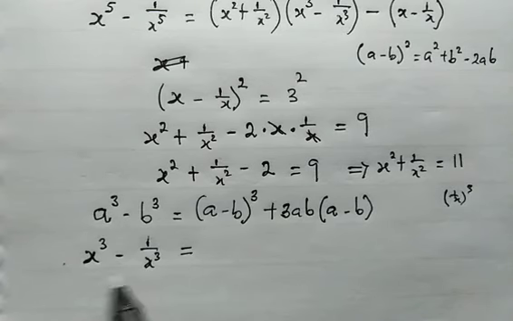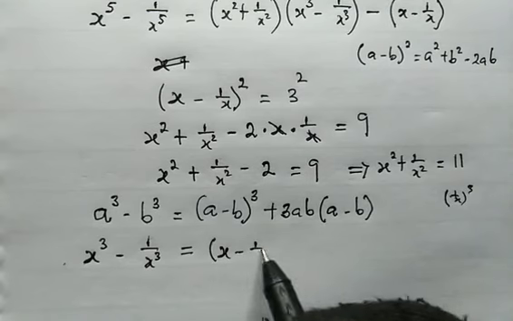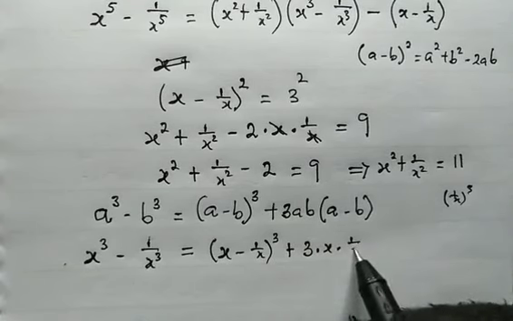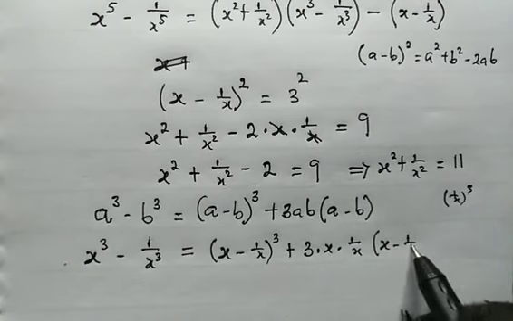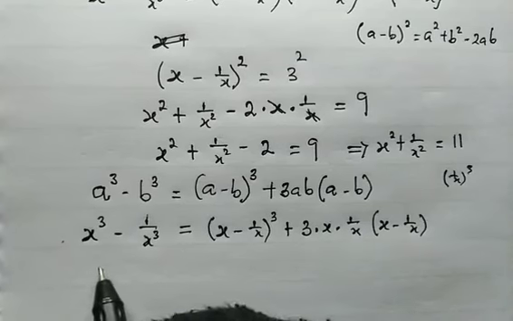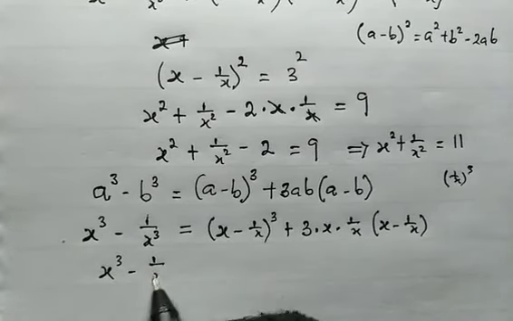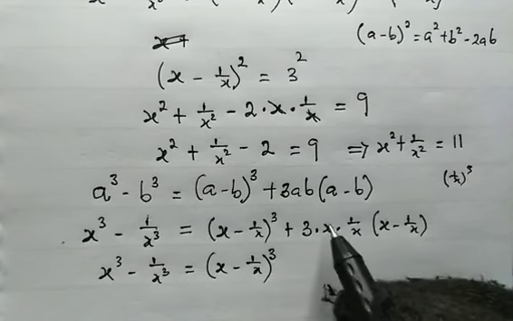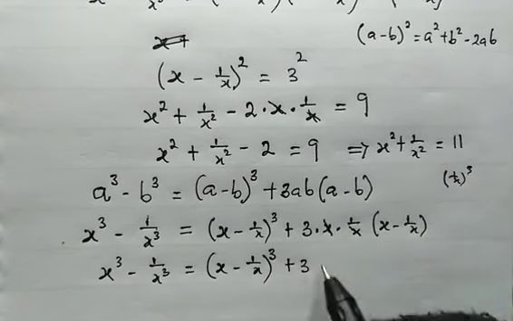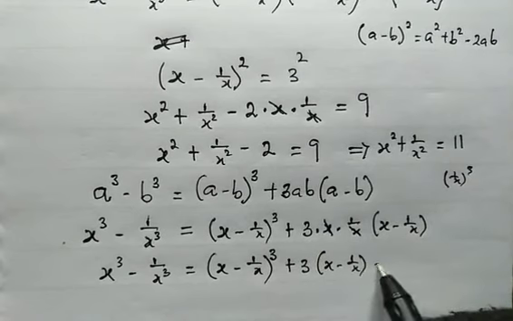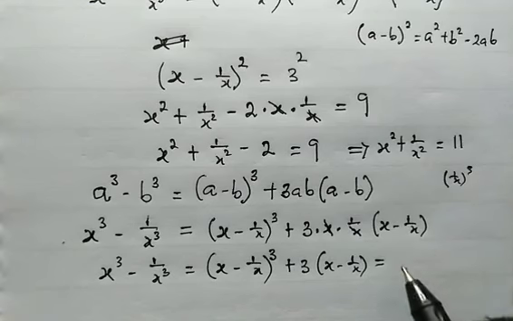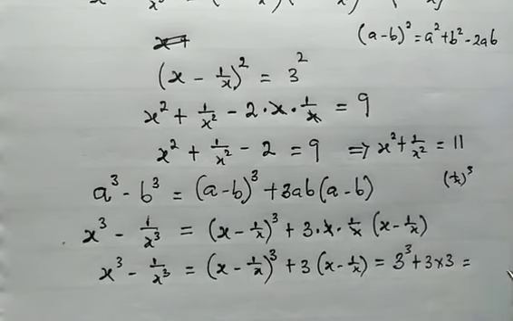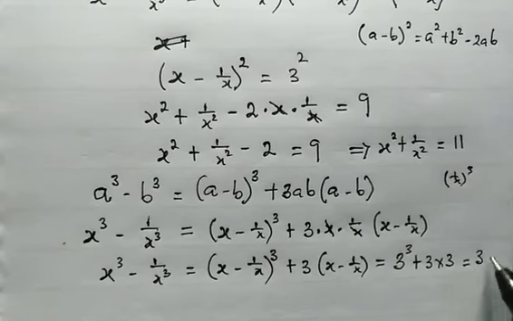So this is telling us that we can rewrite this as x minus 1 over x cubed plus 3 multiplied by x multiplied by 1 over x into bracket x minus 1 over x. And from here we have x cubed minus 1 over x cubed equals x minus 1 over x cubed. This will cancel this, and we have plus 3 into bracket x minus 1 over x. And from here, remember x minus 1 over x, the value is given as 3. So we have 3 cubed plus 3 multiplied by 3. And when you simplify this, this will give us 36, right?